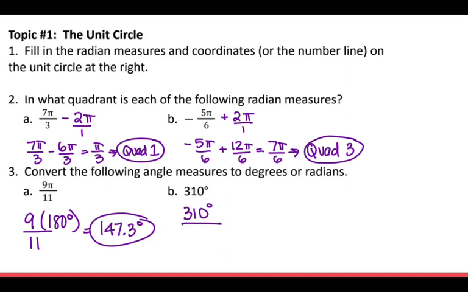Similarly, when I'm converting from degrees to radians, degrees is going to stay on top. I'm going to divide by 180 degrees, and I'm going to multiply by pi. So essentially, I'm multiplying by pi over 180. So that fraction can be reduced. That's 31/18. So that's going to be 31 pi over 18 for that radian measure.